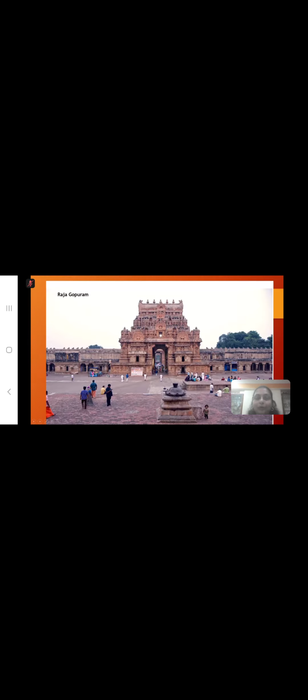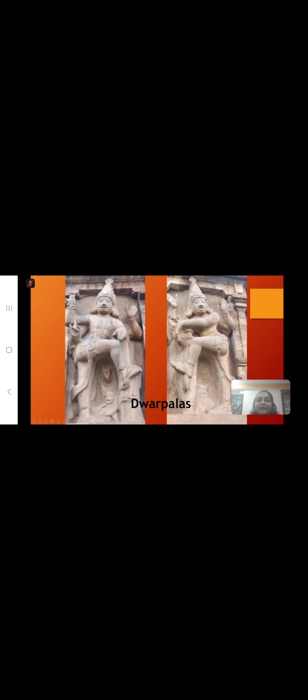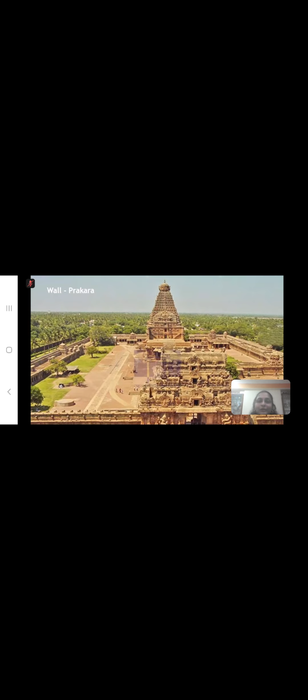So this is the Gopuram. This is the Balipitam. This is the Nandi Mandapa. So you can see the huge Nandi, which is 12 feet high and 16 feet wide. And look at the ceiling of this Mandapa. Beautiful paintings are there. So these are the huge Dwarpalas I spoke about. So this is again the top view.